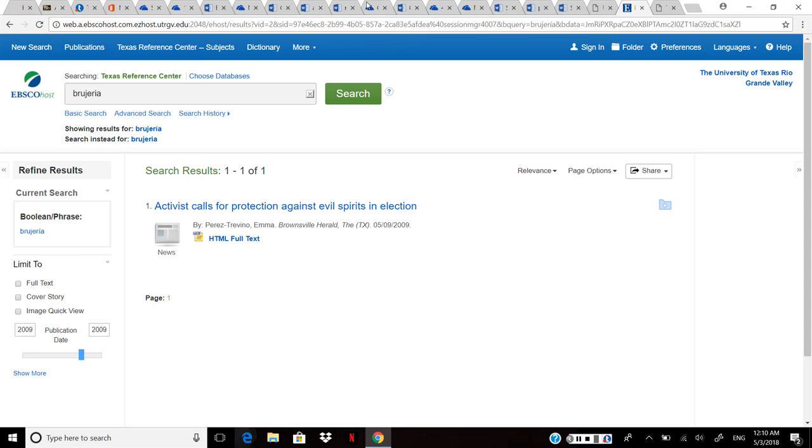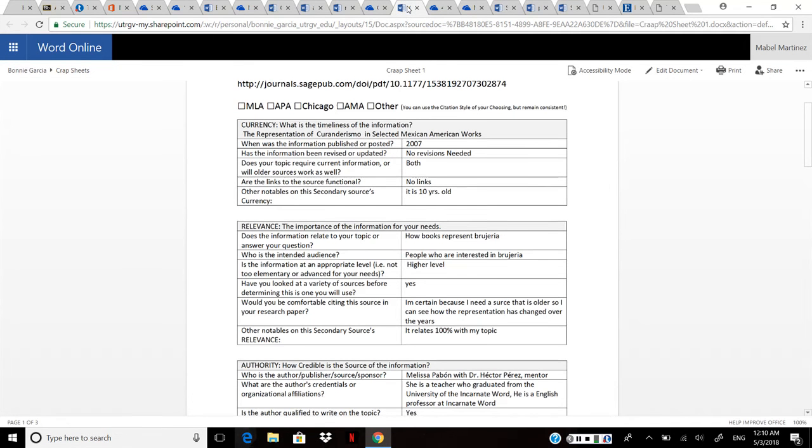We did 4 crap sheets. We got 4 sources, and this is the template. We put the main stuff that we needed, like the year it was published, the author's name, who the author was, their education, and what the topic was about. Doing these crap sheets gives us a kind of summary of the author and the book.